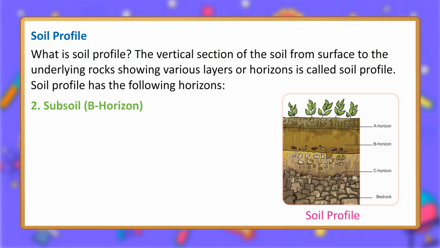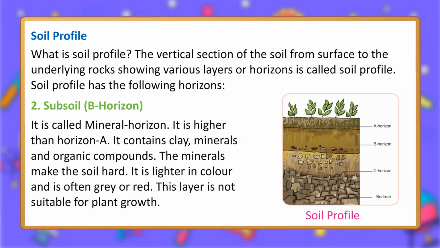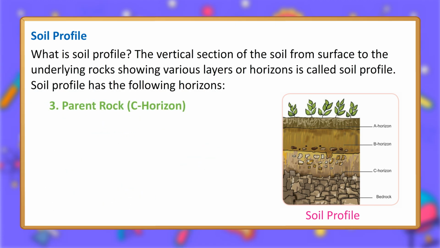2. Subsoil, B horizon. It is called mineral horizon. It is higher than horizon A. It contains clay, minerals and organic compounds. The minerals make the soil hard. It is lighter in color and is often gray or red. This layer is not suitable for plant growth.